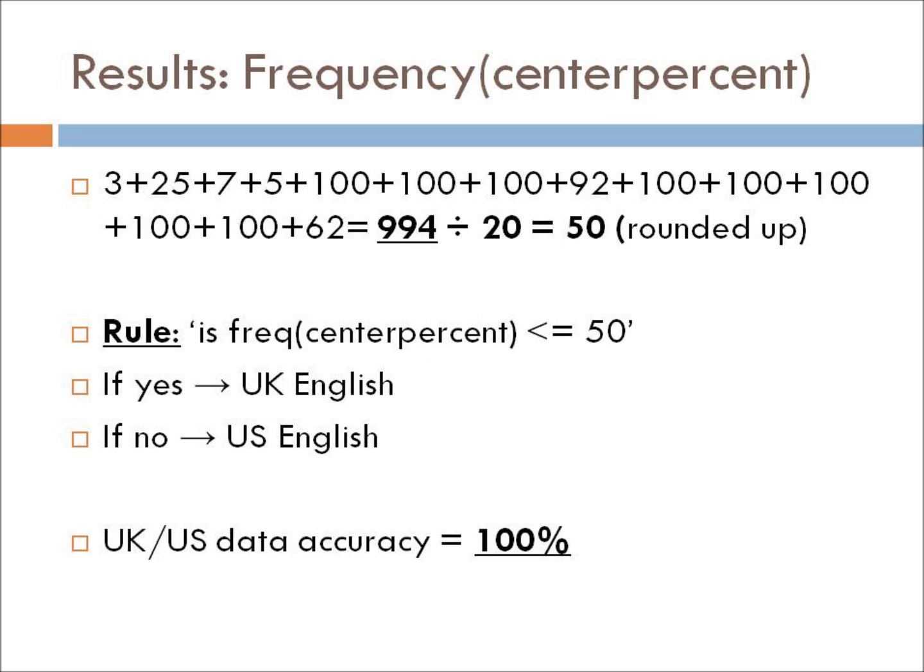The final decision procedure I worked with was the frequency of the US spelling of centre compared to the opposite UK spelling, that is, a ratio. The rule I gathered was whether the frequency of US centre was less than or equal to 50. If it was less than or equal to 50, I would label the data as UK English and US English if not. Once again, the UK-US data came back with flawless accuracy, so I was confident of using this decision procedure.